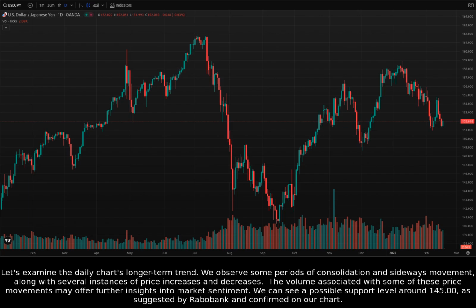We observe some periods of consolidation and sideways movement, along with several instances of price increases and decreases. The volume associated with some of these price movements may offer further insights into market sentiment. We can see a possible support level around 145.00, as suggested by Rabobank and confirmed on our chart.